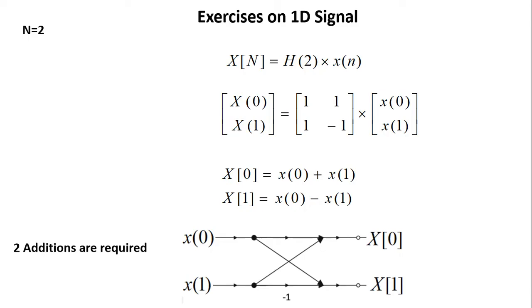Now exercises on one dimensional signal. X of n is equal to h of 2 into x of n. Now here h of 2 is 1 1 1 minus 1, and this is the signal. Now we divide the signal into half, that is the first part is addition and the next part is subtraction, but this is also treated as addition, only the negation operation we are using in the hardware. So the first part is x0 plus x1, which will give capital X of 0, and x0 minus x1 we will get X of 1. So we are doing the 2 additions. So when n equal to 2, we are doing 2 additions.